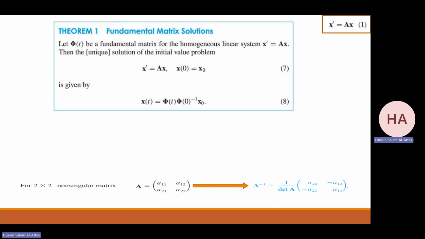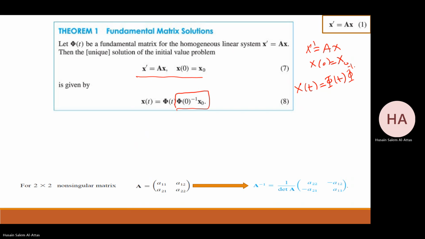Now, if I have the problem with an initial condition, x prime equals Ax with x of 0 equal x0, what will be my solution? It will be phi of t times c. What will be the c? It will be phi inverse at 0 times x0. That will be my c. This will be the constant vector in case I have an initial value problem.